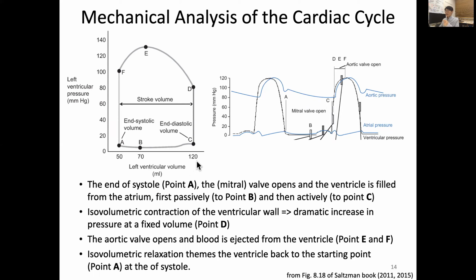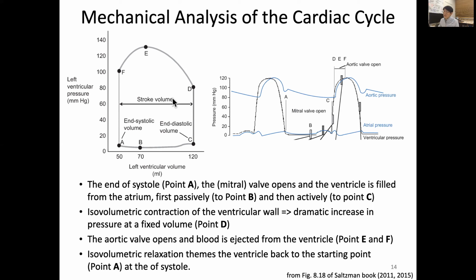And then isovolumetric contraction of the ventricular wall makes a dramatic increase in pressure at a fixed volume, which is depicted here as C to D. And then the aortic valve opens and the blood is ejected from the ventricle to the aorta, which is D to F. So now the volume goes down until the aortic valve closes. So now isovolumetric relaxation returns the ventricle back to the starting point, which is A, at the end of the systole.